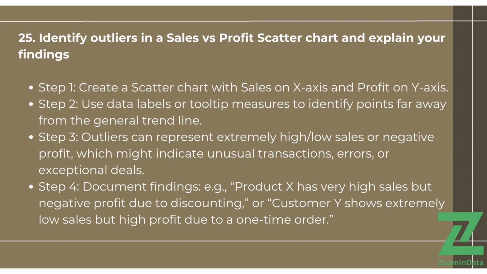exceptional deals. Step 4. Document findings. For example, product X has very high sales but negative profit due to discounting, or customer Y shows extremely low sales but high profit due to a one-time order.